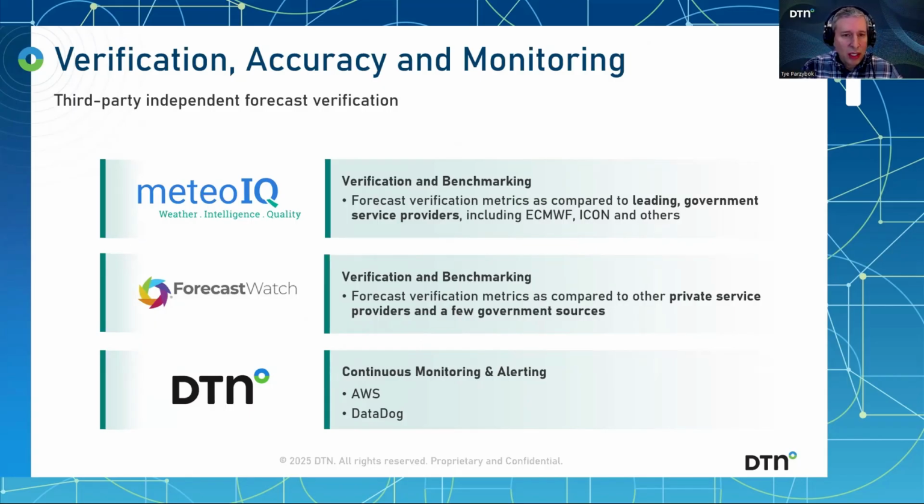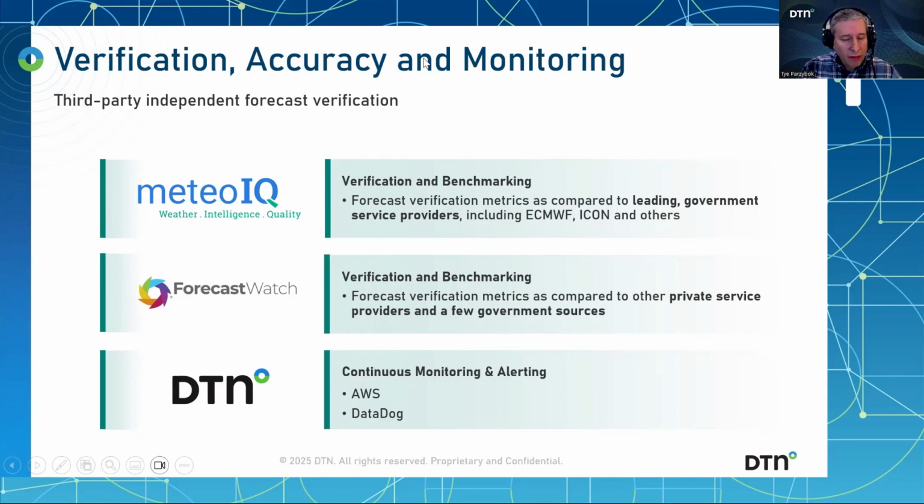So I mentioned here MeteoIQ. This is a company in Europe that does a lot of verification and benchmarking. They largely do a lot of metrics comparing our forecasts to other leading government service providers, like ECMWF and the ICON models and others. And then Forecast Watch is a US-based company, a similar type of third-party verification and benchmarking, but they also compare us to other private weather service providers.